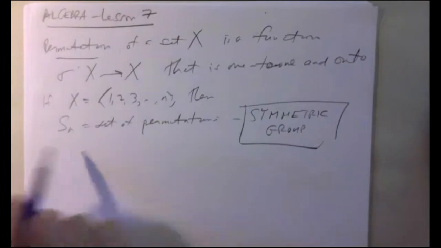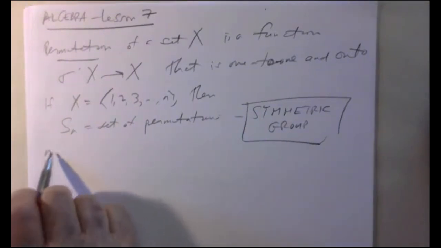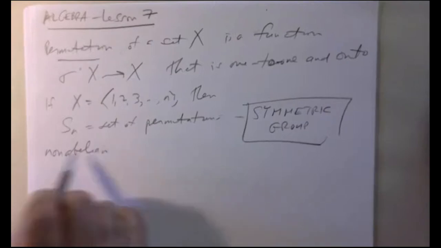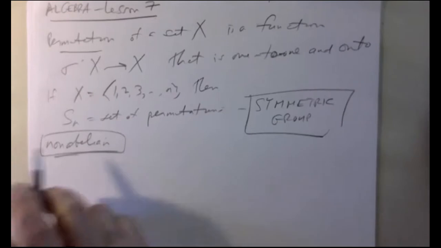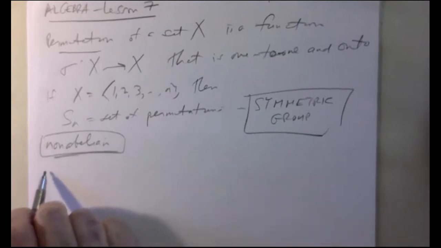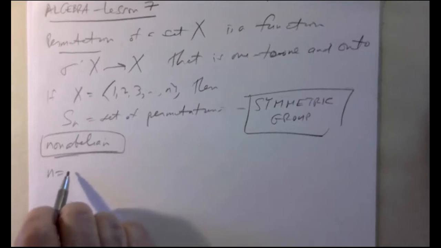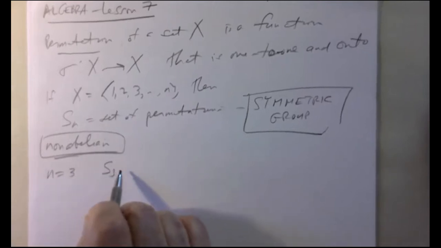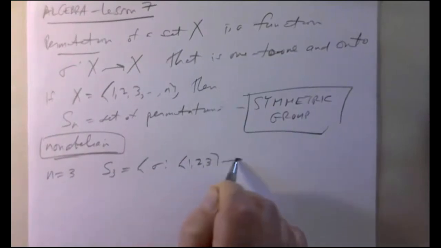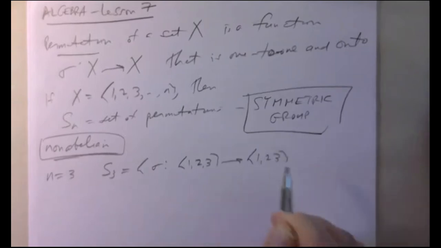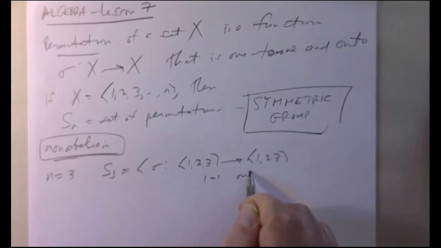So this is one of the fundamental non-abelian groups in mathematics. The permutations, or we can think of this as the symmetries of a set X. So let me just do an explicit calculation. Suppose I take n equal to 3. So S3 is the set of all functions from 1, 2, 3 to 1, 2, 3 that are 1-to-1 and onto.